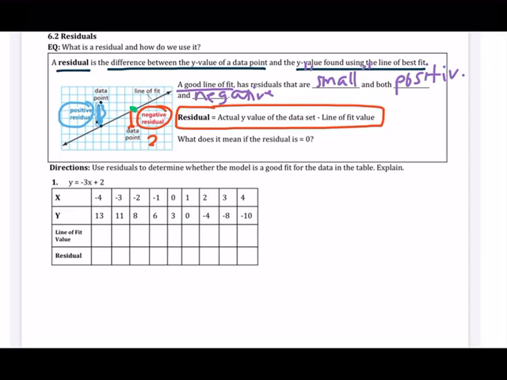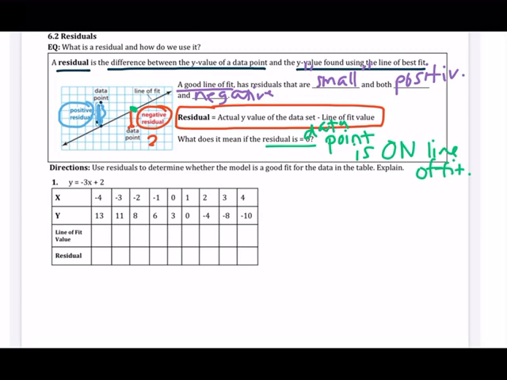Now, if you look at this green point right here, if I calculated the residual of this point, that residual would be 0. The actual y value minus the line of fit y would be 0. What does that mean? That means the actual data point is on the line of fit. The data point is on the line of fit if the residual is 0.